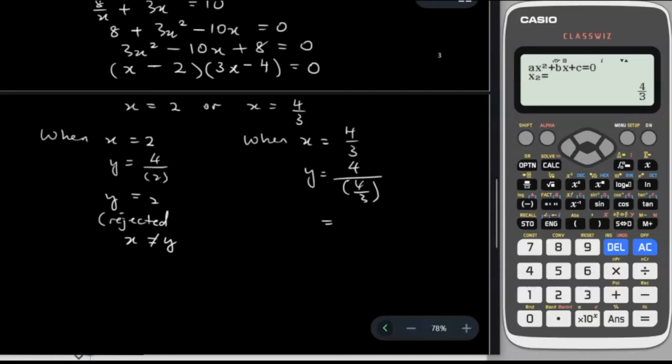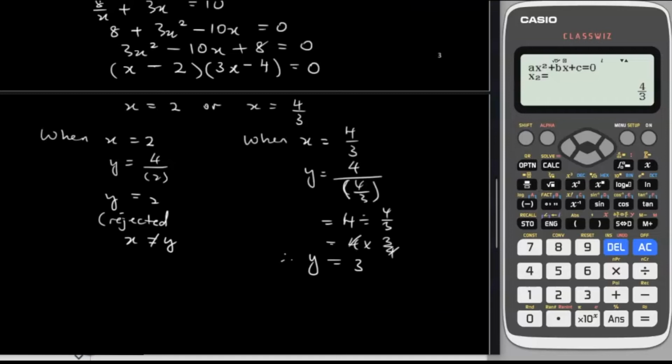So when x is equals to 4 over 3, so y is 4 divided by 4 over 3. So when we want to do manual calculation, we have to change to times, right? This is 4 times 3 over 4, so the 4s cancel, so we get 3. So our y value is equals to 3 when x is 4 over 3. So this one will be the answer for x and y. So later we're going to use this as our x value, to put into our next step.